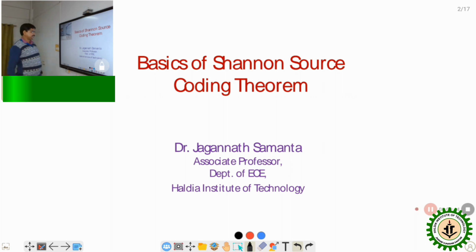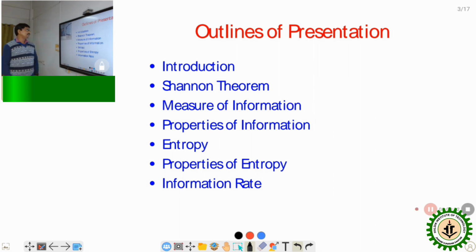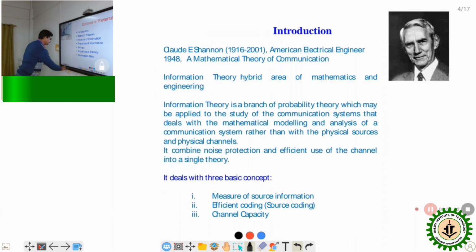So today's lecture, basically, these are the outlines. I will give some introduction. Then Shannon's theorems: I will discuss three Shannon theorems, the source coding theorem, the channel coding theorem, and the channel capacity theorem. Then I will discuss how we can measure information, go into the details, and also discuss some properties of information. Then we will discuss entropy and some idea of what we mean by information depth.